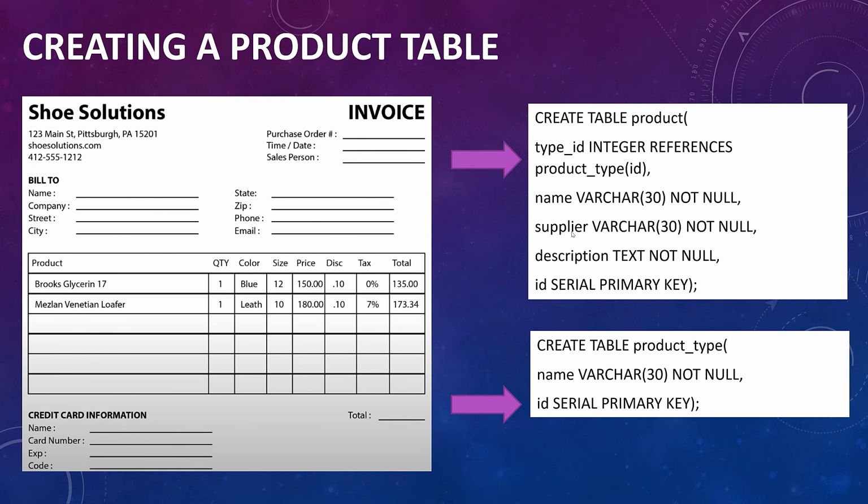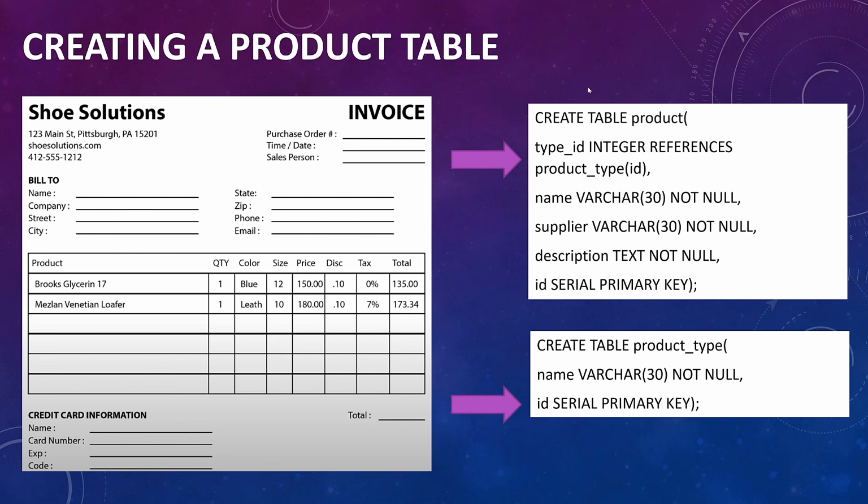And whenever we create a foreign key, it is going to have an integer type, not a serial type. And we can't use serial because Postgres will automatically assign a value for a serial type. It's not what we want. So make sure that you have this marked as integer references and then product type ID if you're referencing an ID in the product type table.